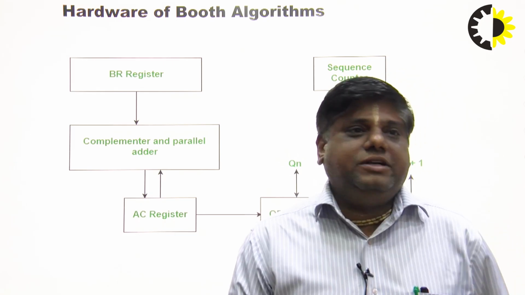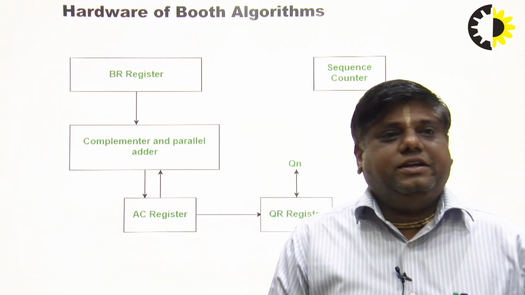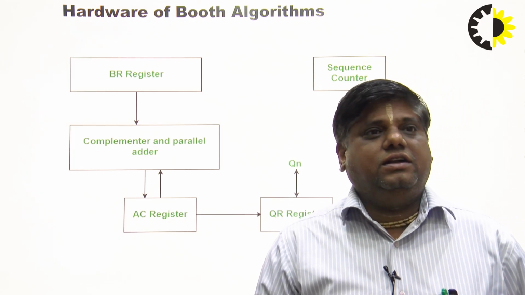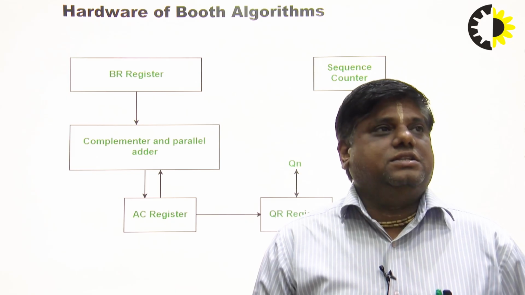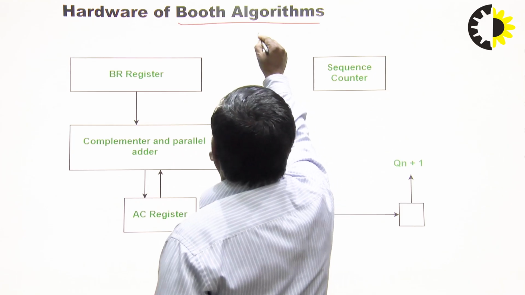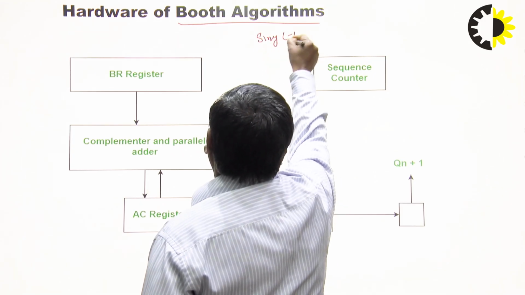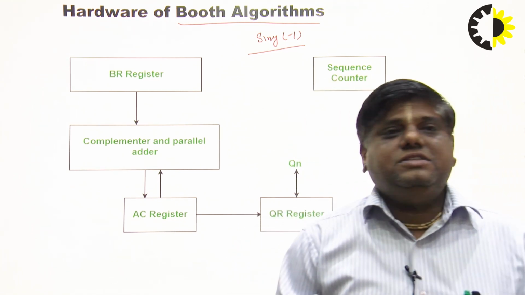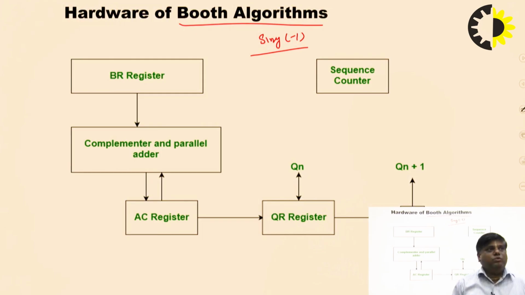When we apply the array multiplier, the array multiplier is used for normal data multiplication, not for signed multiplication. But Booth multiplication is a signed multiplication algorithm. It means if the numbers are negative, it can still multiply the two numbers. The negative numbers are computed using the 2's complement.